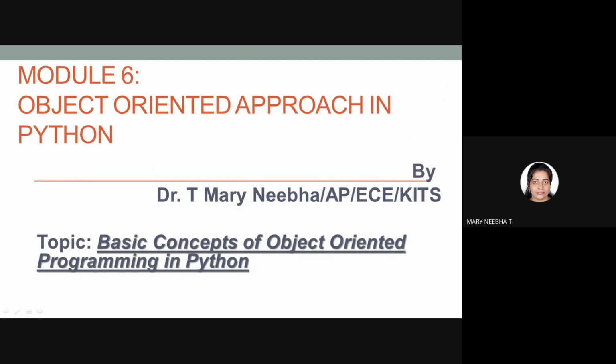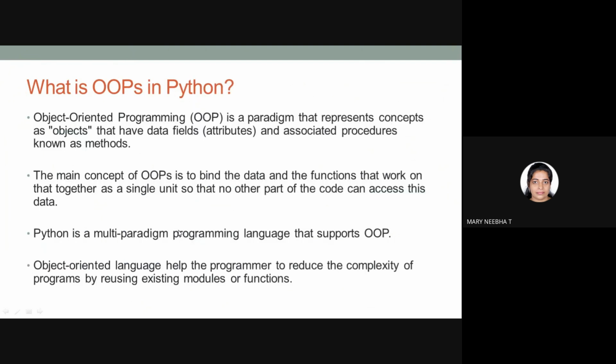So today we'll see the object-oriented programming approach. First of all, what is OOPS in Python? As I said before, you have classes and objects. Classes and objects have data fields, that means you have data and associated methods. What I call attributes are the data, and what I call methods are nothing but functions.